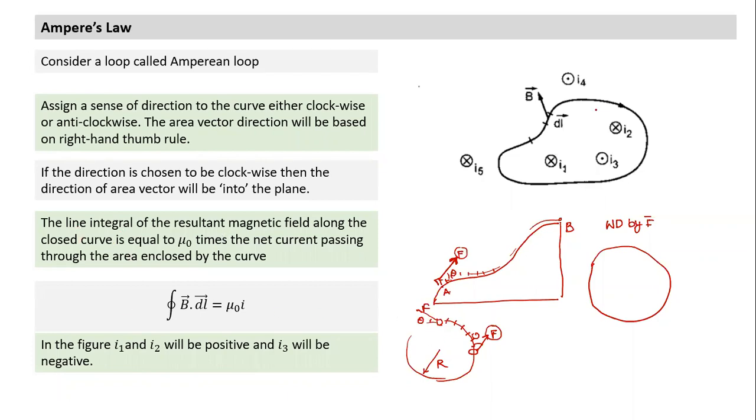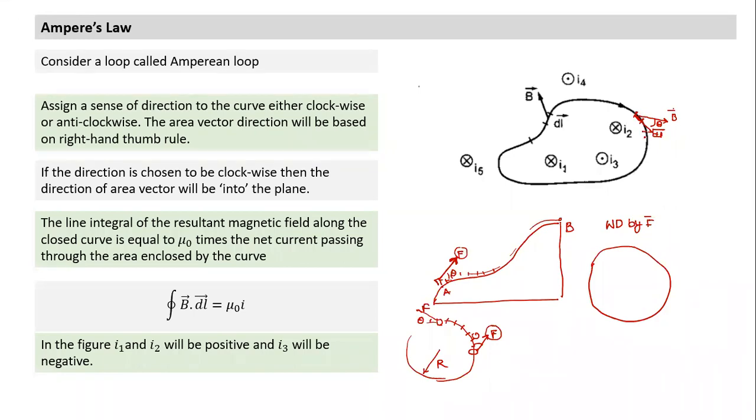So the line integral is pretty simple. If at this point the field is B, how do you find the line integral over this small element dl? I'll take this length dl. If I take clockwise, this will be the direction of the dl vector. At this particular point, the field is B and this angle is theta, so the line integral over this small element is B dl cos theta.